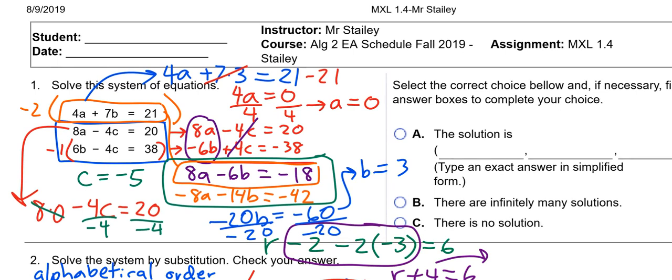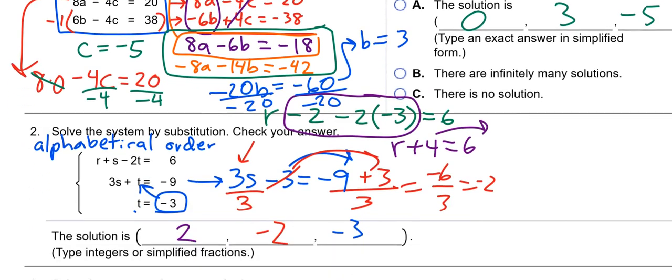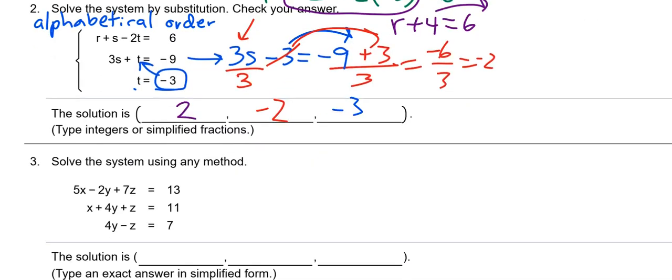So what's the answer to my question? 0, 3, -5. It is important that you get the order correct. Remember I told you alphabetical order, A, B, C, in this case. Make sure you're taking good notes. Even if you like to use colors, that's fine too.